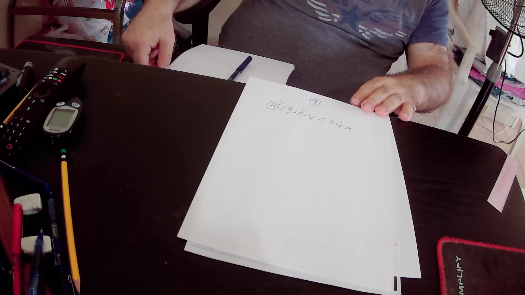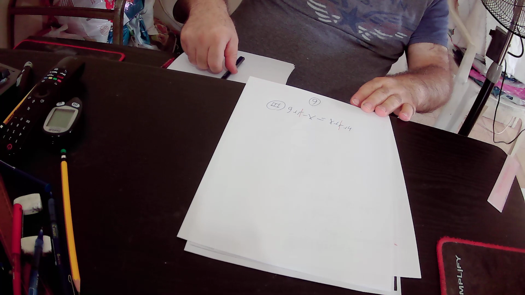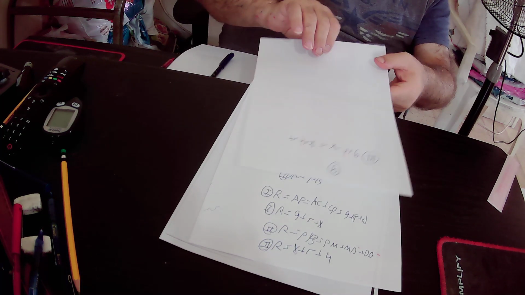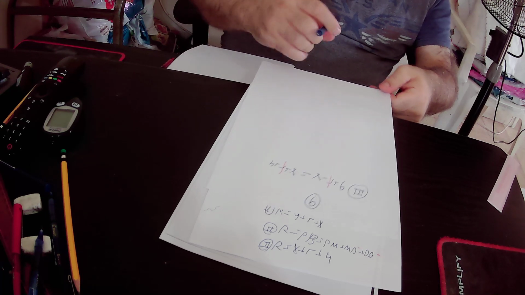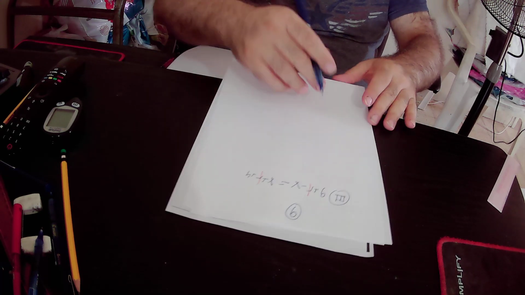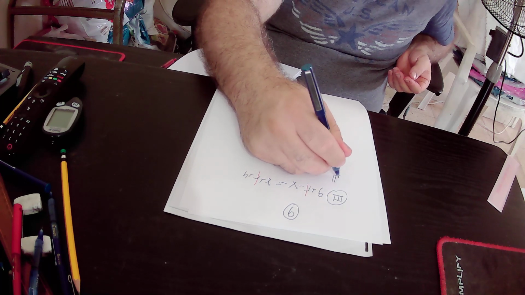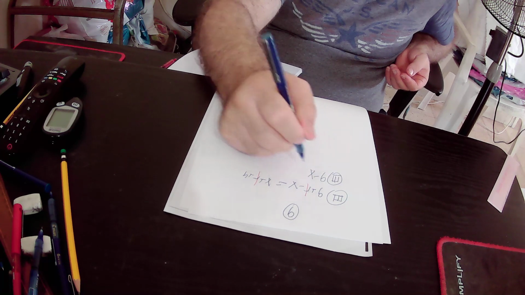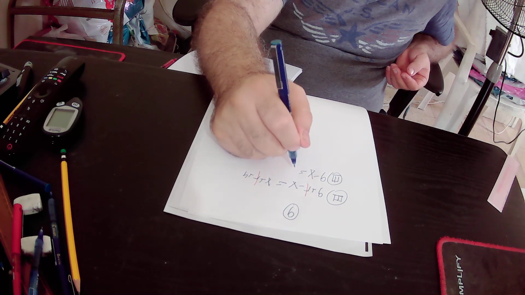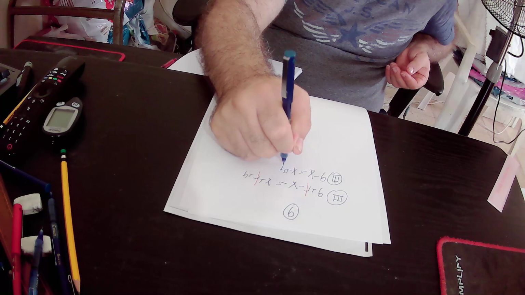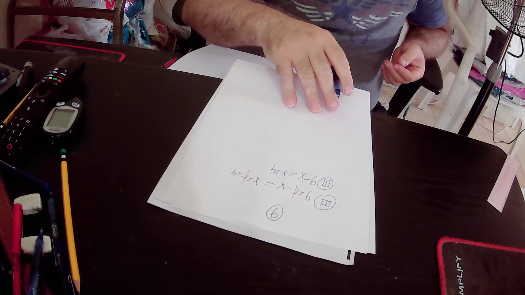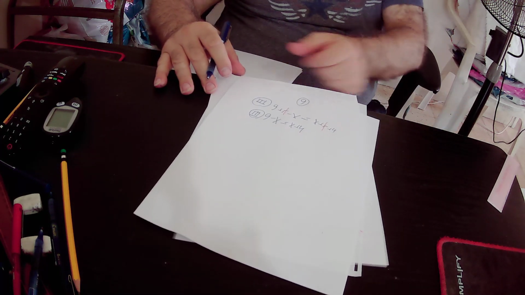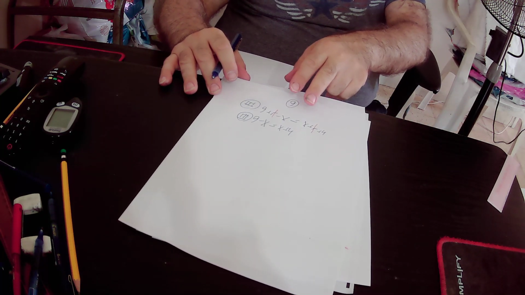So what is left after we cancel R is 9 minus x equals x plus 4. Okay, that is what is left after we cancelled R. 9 minus x equals x plus 4.